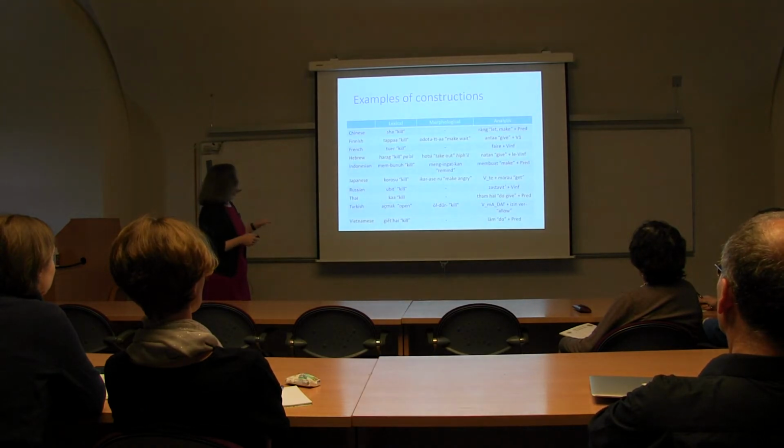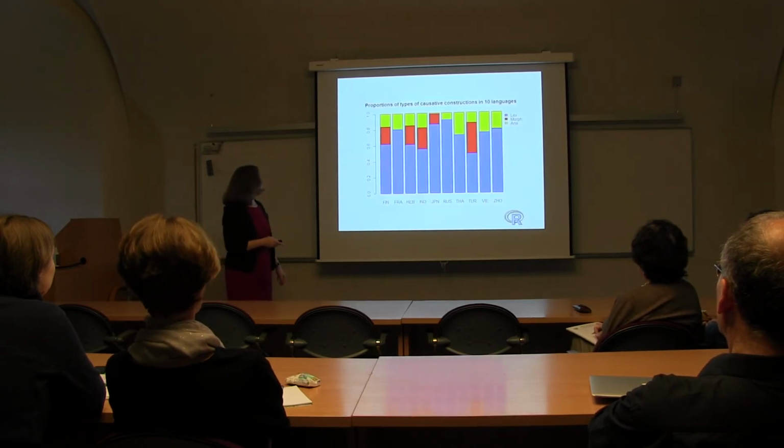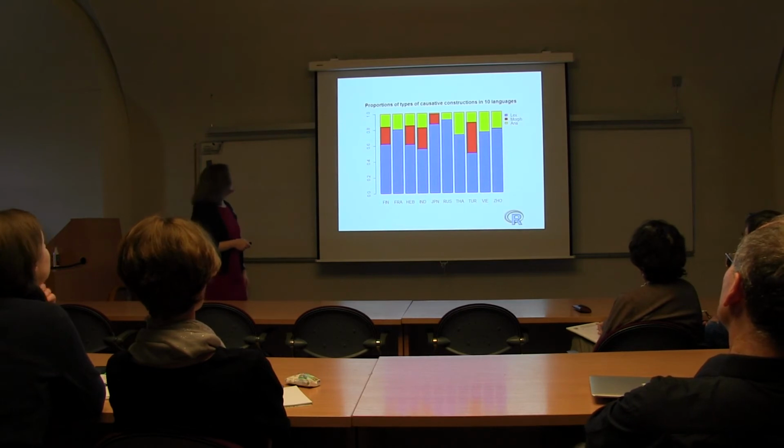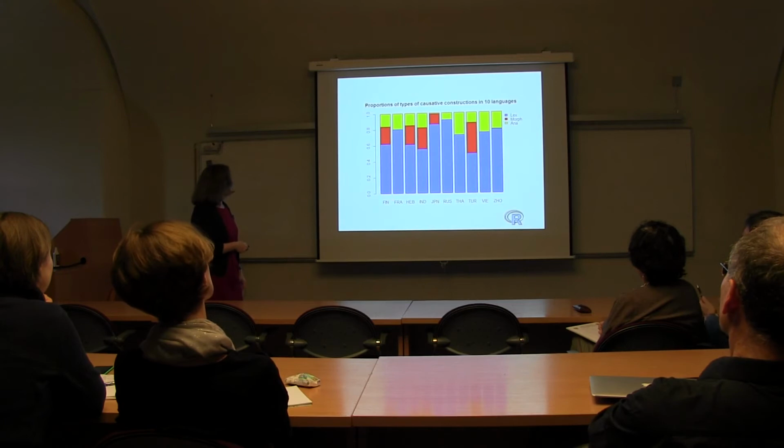So these are just examples of the constructions that I observed in all these languages. So all languages have lexical causatives. All languages have analytic causatives as well, but only half of the languages have morphological causatives. So there's Finnish, Hebrew, Indonesian, Japanese, and Turkish, right? So these are also the proportions of the types of causative constructions in these 10 languages. So there's the blue bar, so this is Finnish, French, Hebrew, Indonesian, Japanese, Russian, Thai, Turkish, Vietnamese, and Chinese.